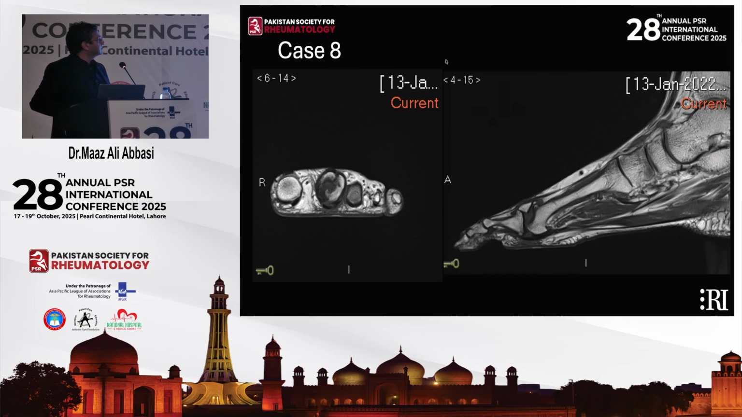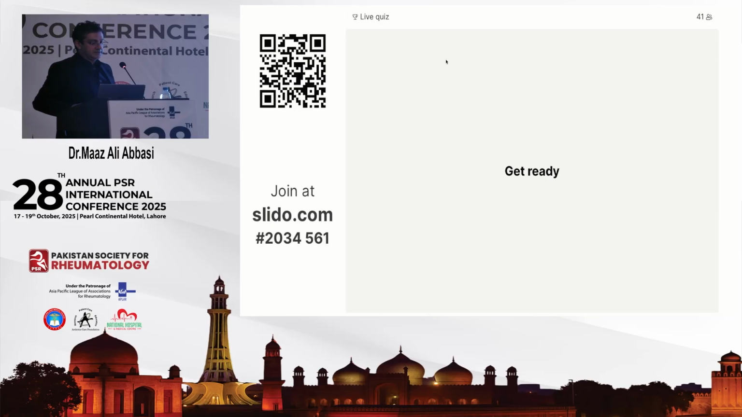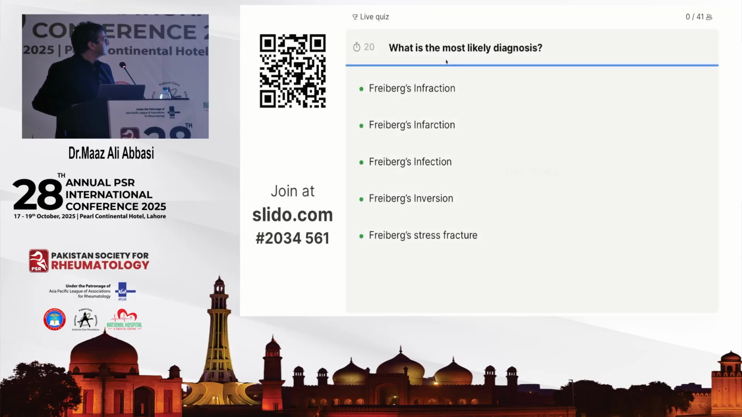Have a look at this case, and I'll give you a few more seconds. This one's a slightly easy one. I thought maybe if the confidence was down, this might help you to get your confidence up a little bit. Here we go, let's get on this one now. What is the most likely diagnosis? Okay, let's have a look.